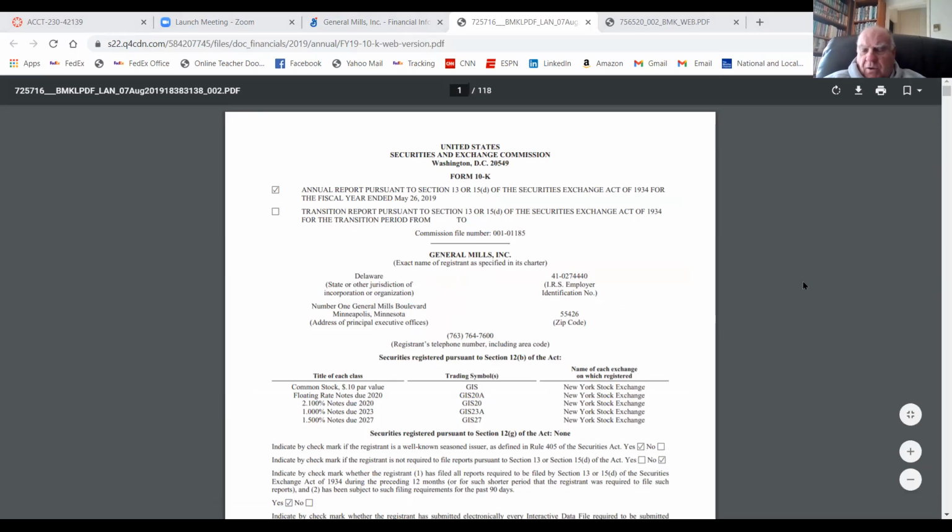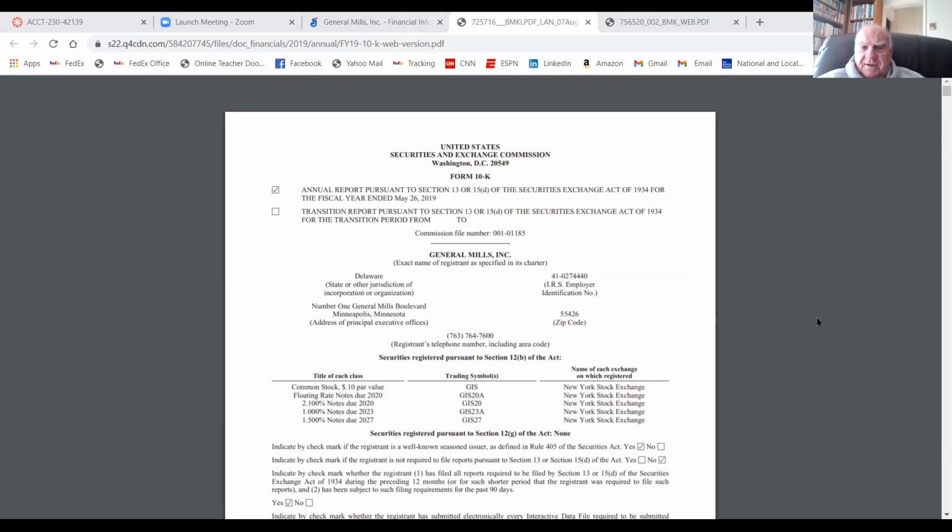If we go back to our spreadsheet, which I will in a moment, we are interested in the following. We want the net sales of General Mills. We want the cost of goods sold. That will give us the gross margin, because as you know, net sales minus cost of goods sold gives us gross margin. And I think you just need to pick the number called sales.